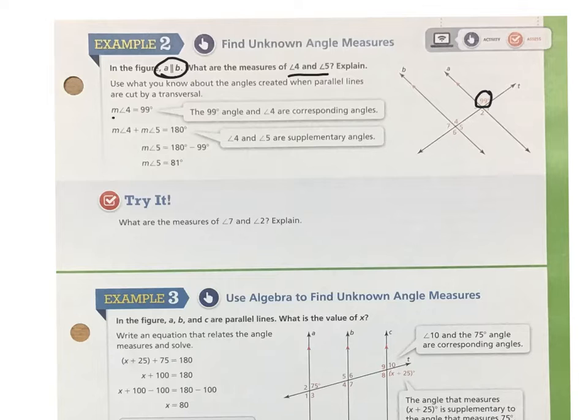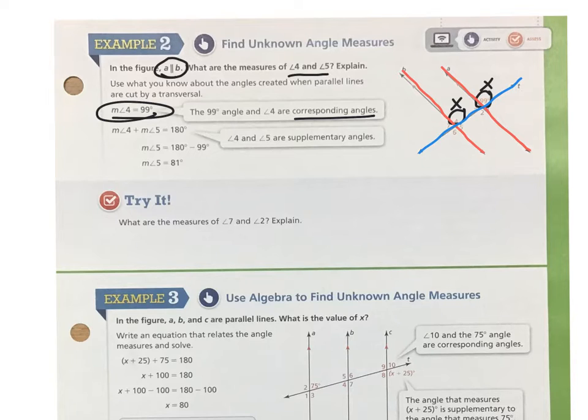But angle 4 is also 99 degrees because it is corresponding to that 99 degree measure. In other words, if you look at your parallel lines, line A and line B, and you look at your transversal, these two angles are on the same position along that transversal. So if I were to slide lines A and B on top of each other, those two angles, the 99 degree angle and angle 4, would match up.